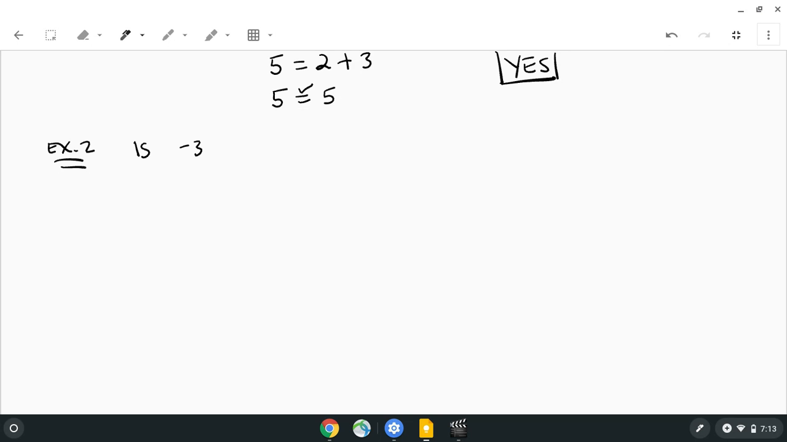Is -3, 2 a solution to 3x plus 4y equals 18? I'm going to have you try this one on your own. Is -3, 2 a solution to 3x plus 4y equals 18? Go ahead and hit the pause button, and then come back to see if you got the same answer as I did.